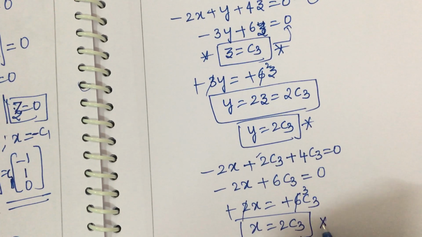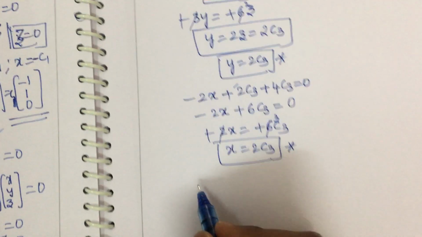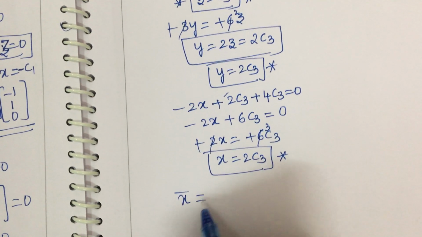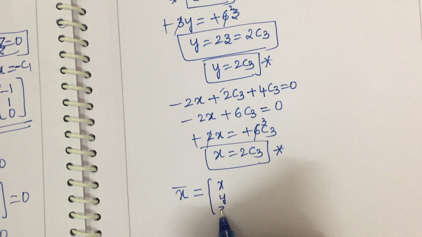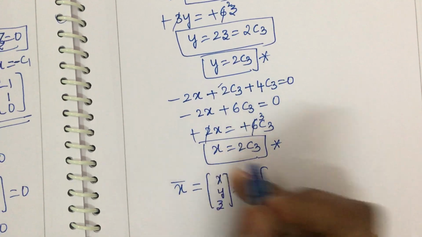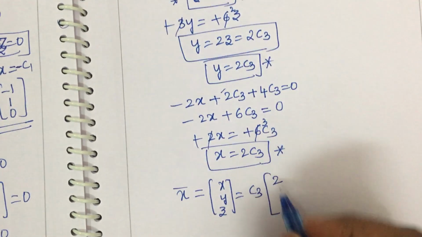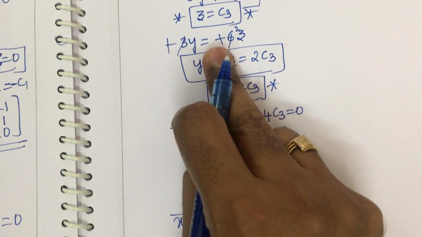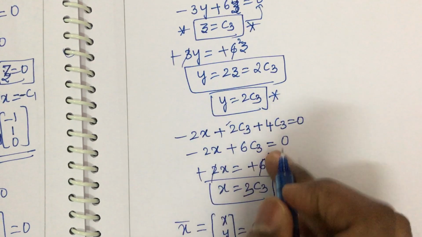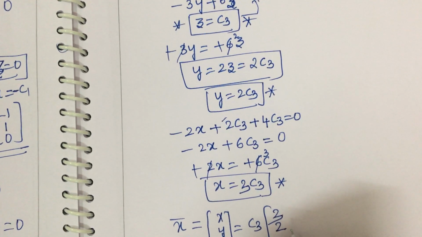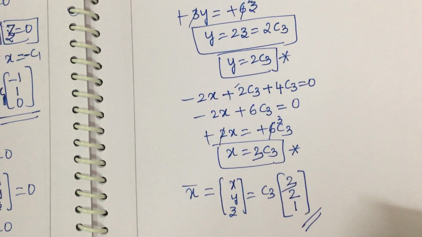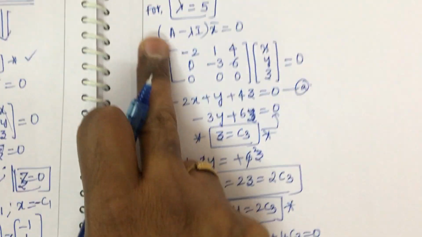x equals 2c3. Now when you look at this relation, the characteristic equation as well as the working out of the eigenvectors for lambda equals 5, this is given as x, y and z. I am going to take c3 common out here. So when I take common, this is 2c3, and this is also 2, and z is nothing but c3. Sorry, this is 3. So this is 2, 3 and 1. These are the eigenvectors for lambda equals 5.